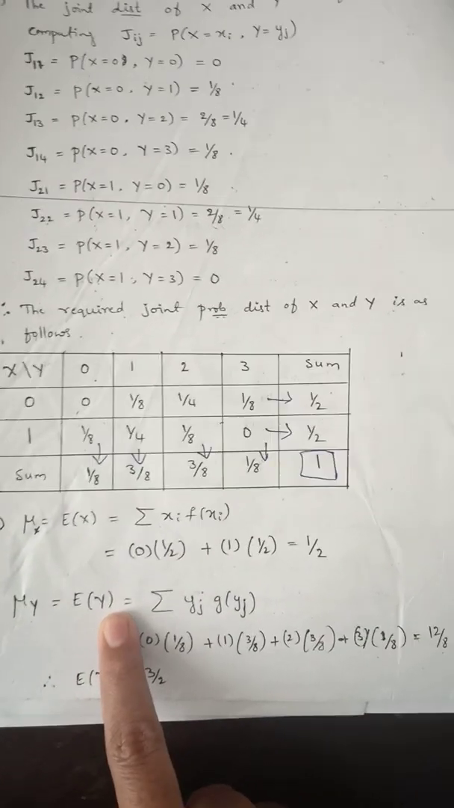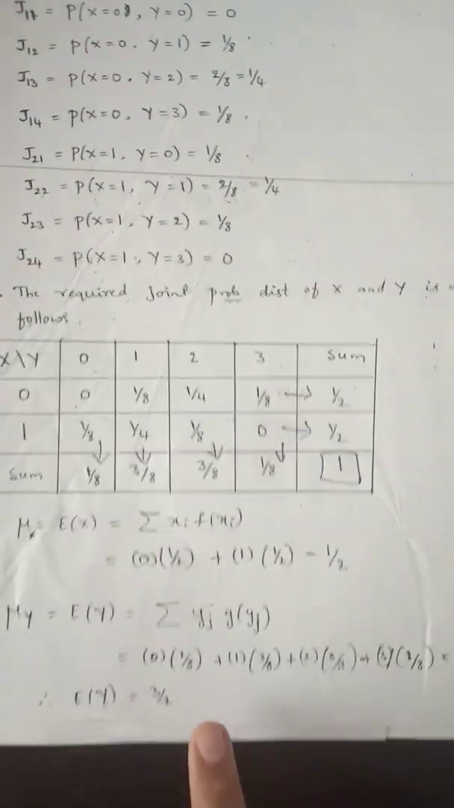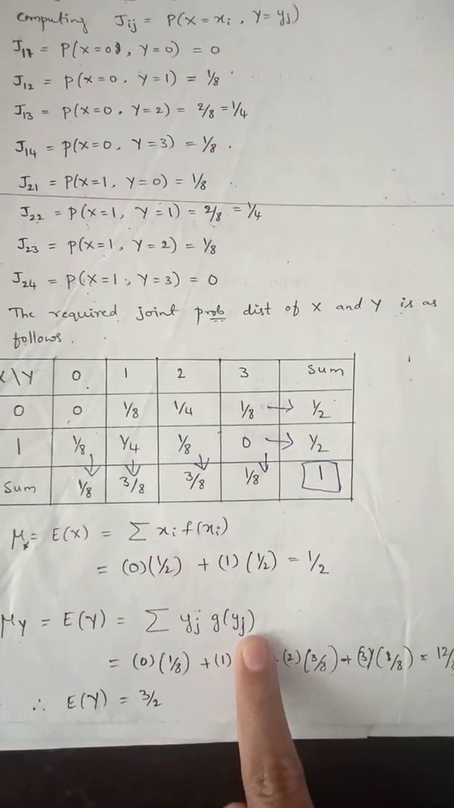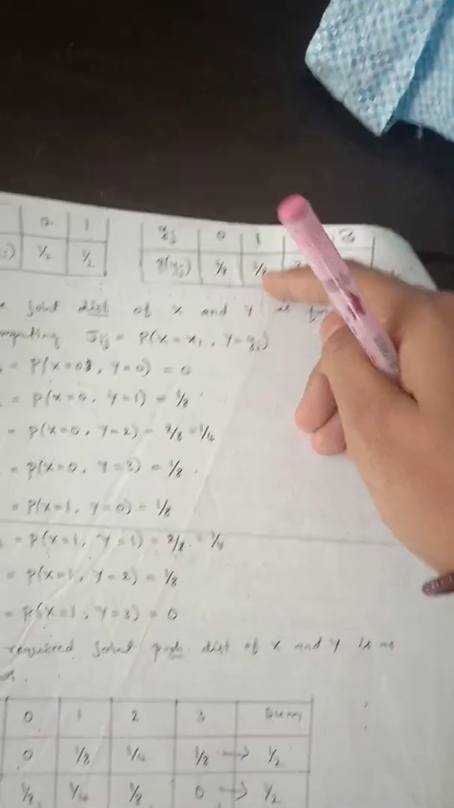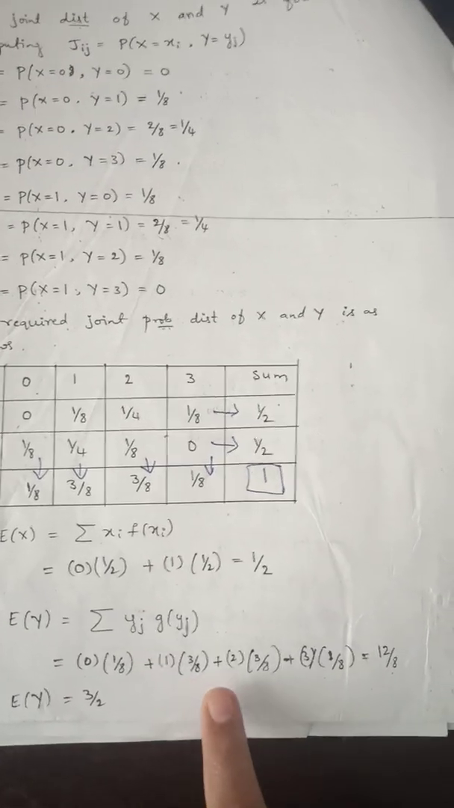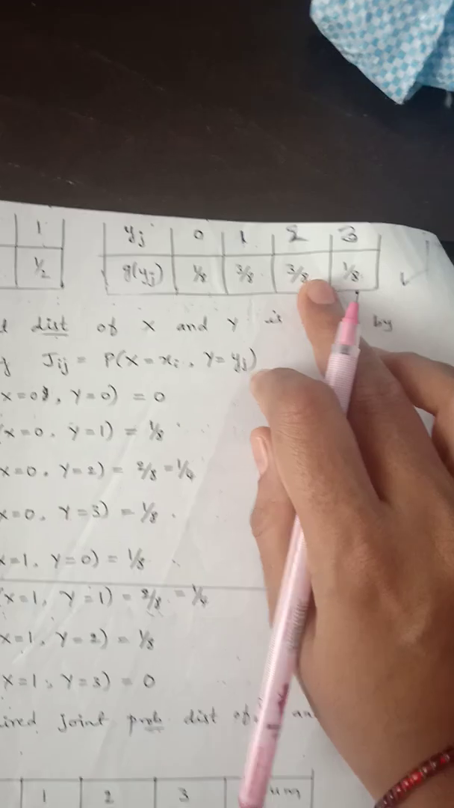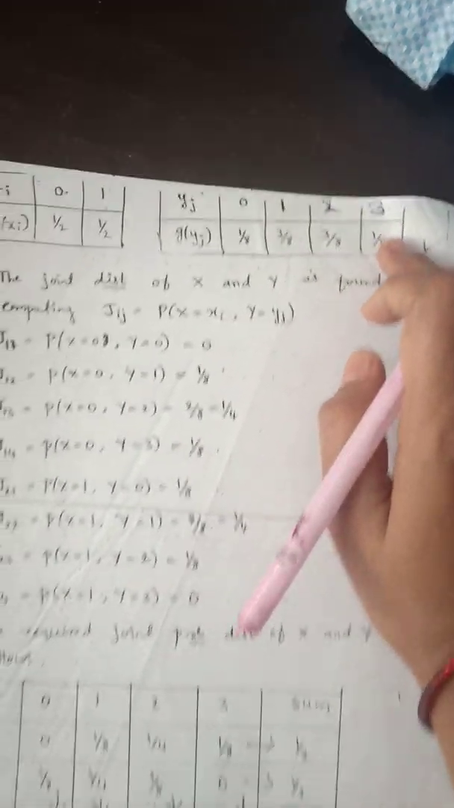Similarly, find E of y. That is, you consider this table. Summation of yj into g of yj. That is 0 into 1 by 8 plus 1 into 3 by 8 plus 2 into 3 by 8, plus 3 into 1 by 8, where these values are there in this table. So E of y is 3 by 2.